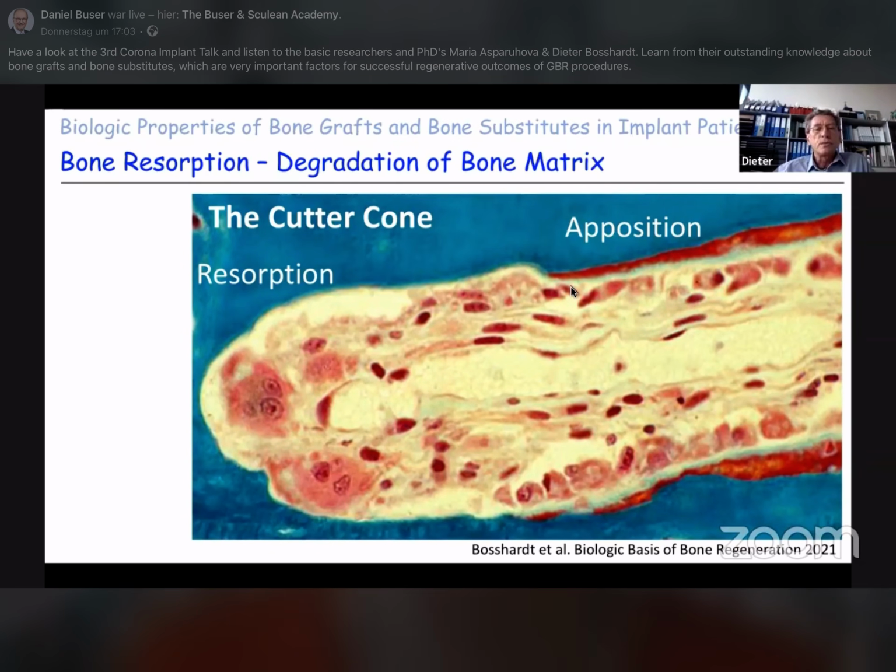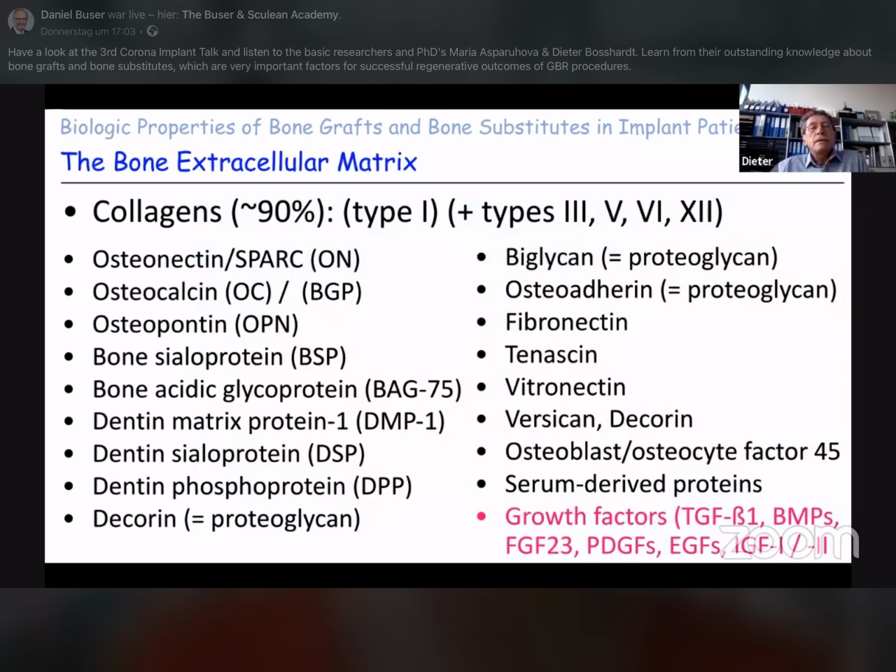So bone resorption, when we look at this slide, we see, and Maria has already explained that to you, that the bone matrix consists of collagens, different types of collagens, and the rest is made up of non-collagenous proteins. And among these non-collagenous proteins, there are many growth factors stored in the bone matrix, like members of the TGF-beta superfamily, TGF-beta 1, different kinds of BMPs. Maria mentioned also the fibroblast growth factors and other factors.